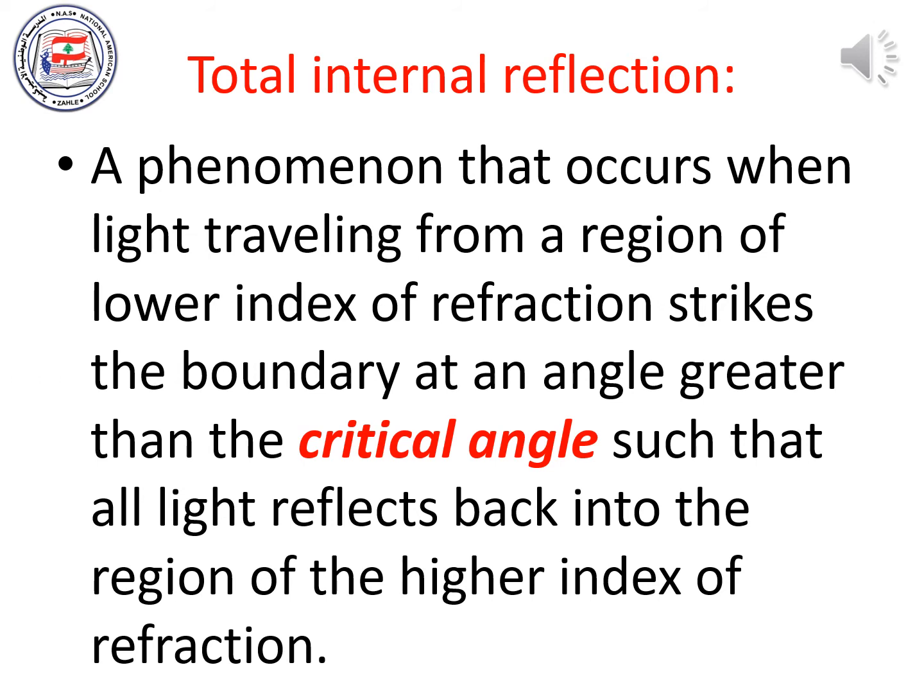So we can conclude that for total internal reflection to occur, two conditions must be applied. The first is that the light must be traveling from a region of higher index of refraction to a region of lower index of refraction, so N1 must be greater than N2. The other condition is that the angle of incidence should be greater than the critical angle. In this way, the light totally reflects, so light doesn't pass from the first medium to the other. It reflects in the region of the higher index of refraction.